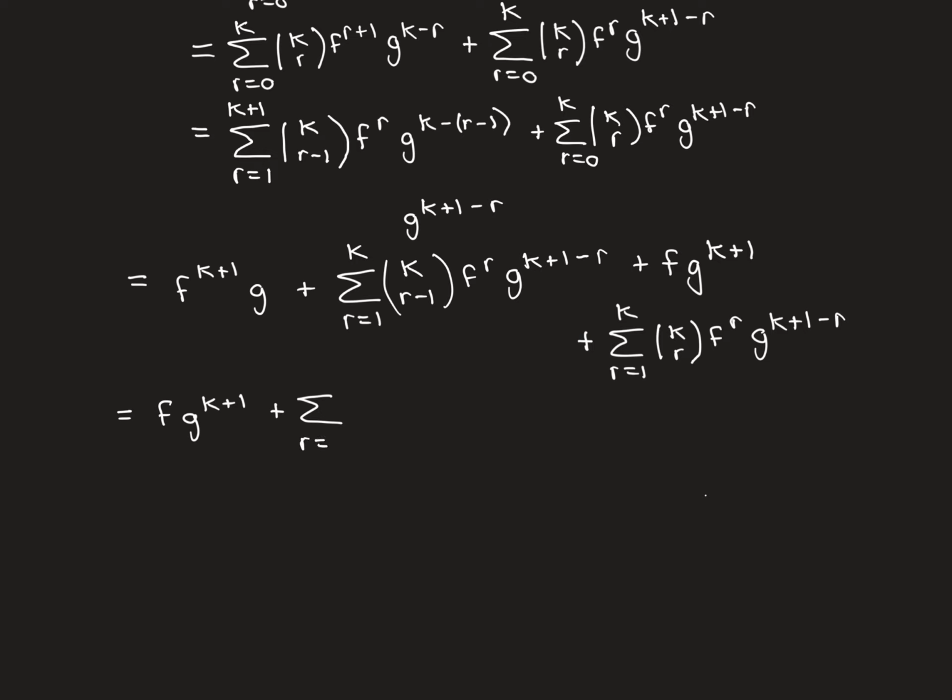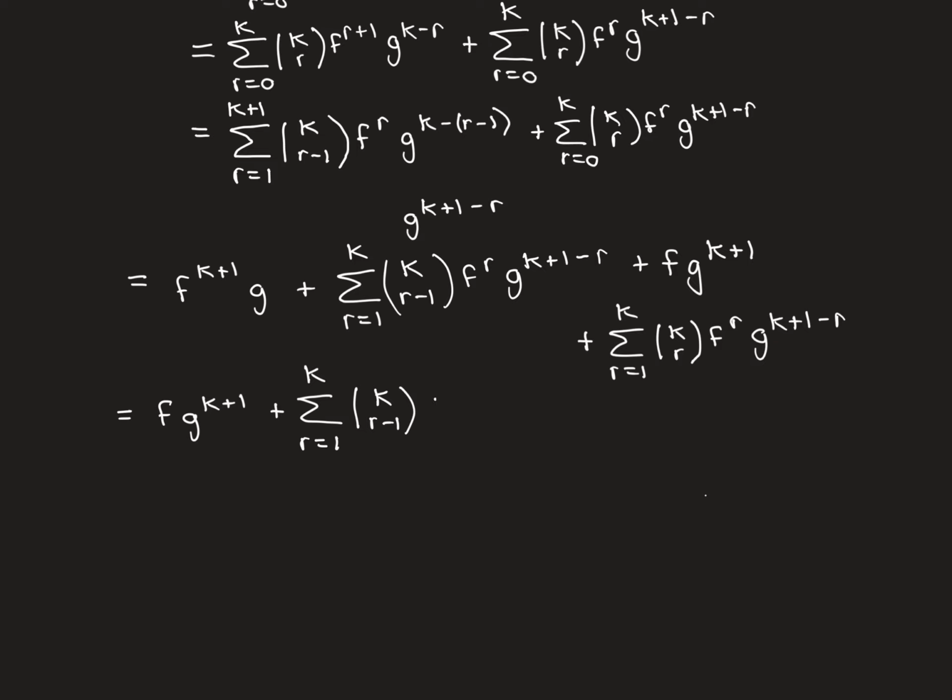So it'll be the sum from r equals 1 to k of k choose r minus 1. And now we want to factor out the f differentiated r times and the g differentiated k plus 1 minus r times, because those are common to both of them. So we're combining them back together. We're grouping the terms that have the same r, so we can write it as a sum of this plus this, and then we're factoring out this bit.